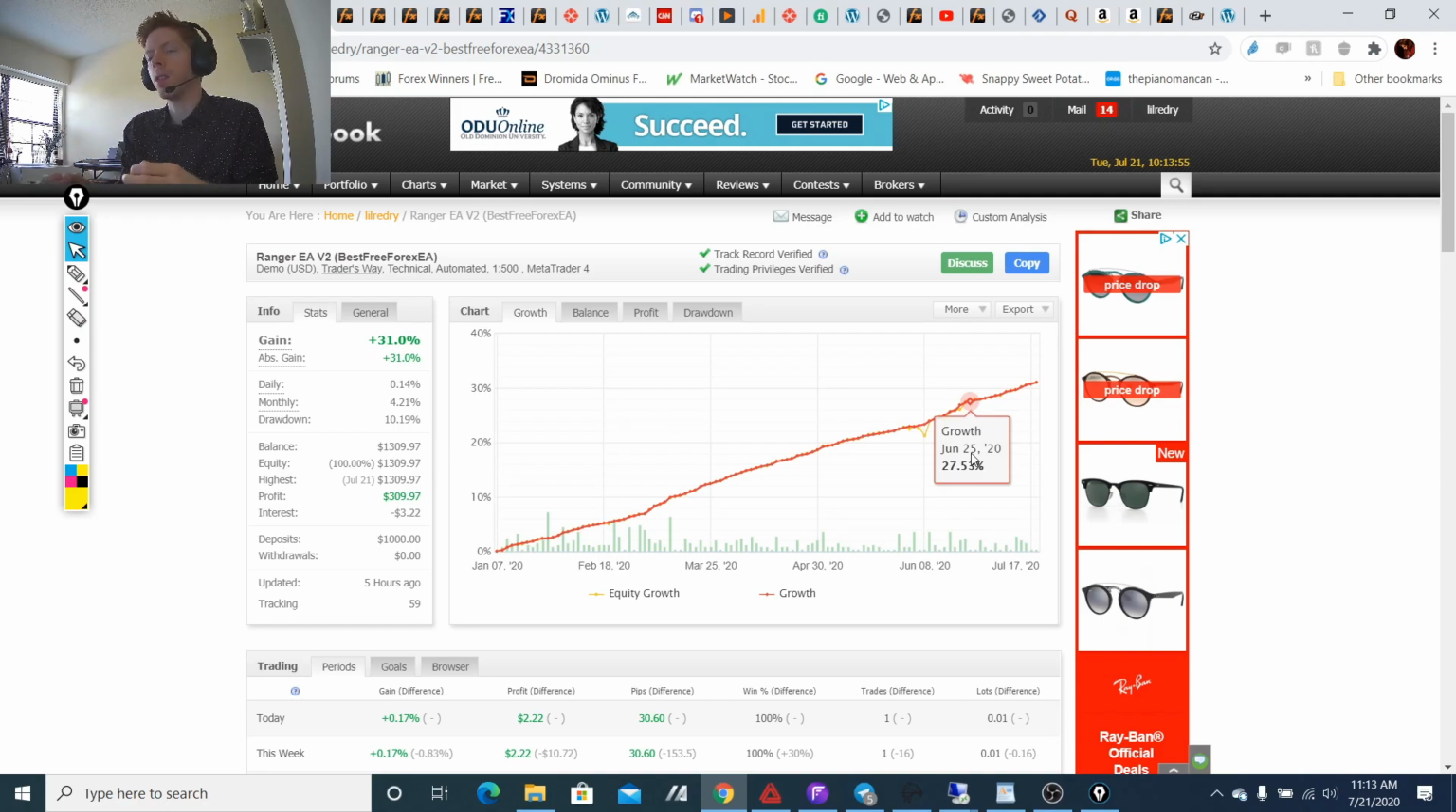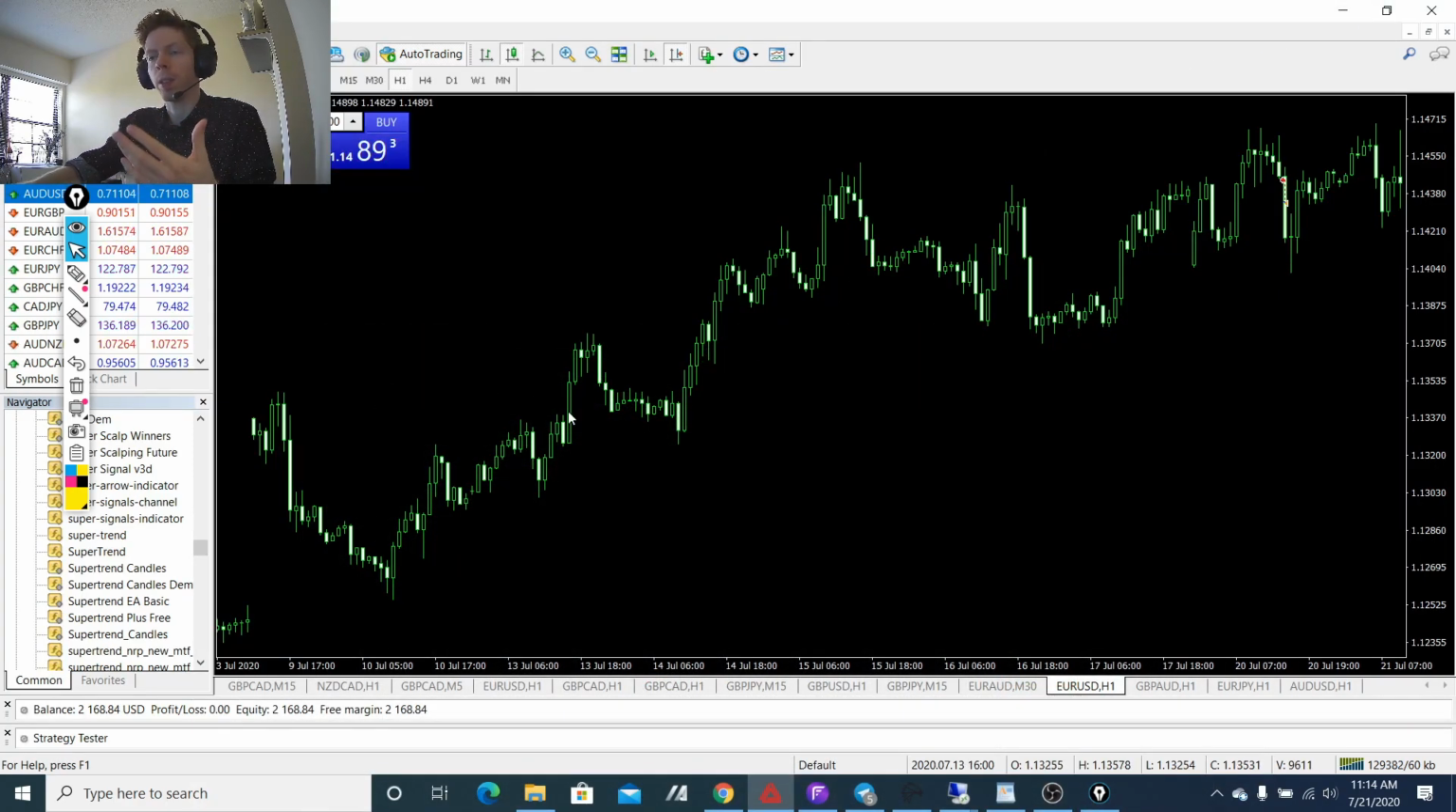This is something that you should be looking for, whether it's through the Ranger EA or something else in your manual trading. Look for slow, steady returns, and then see how much the strategy can be scaled up. And that's something that I did with my manual trading with this strategy that I'm talking to you about today.